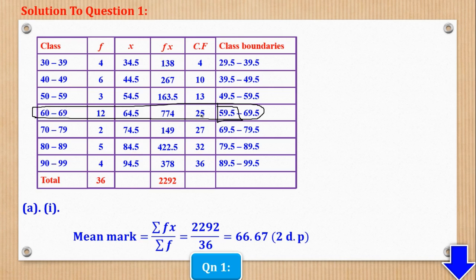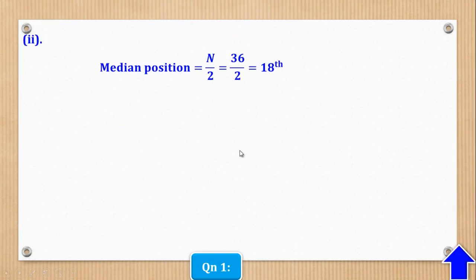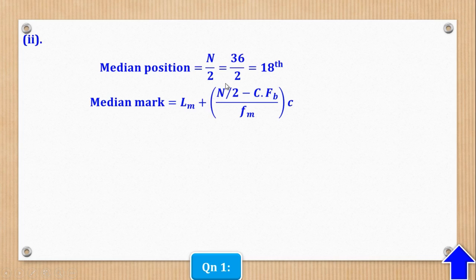So n over 2 is okay. Then we also need the column for CFB, which is the cumulative frequency before the median class, which will be 13. Then we also need the frequency of the median class, which is 12. So those values we shall substitute in our formula. The first thing to do is to write the formula for median, which will be LM plus n over 2 minus CFB over FM, everything multiplied by C.